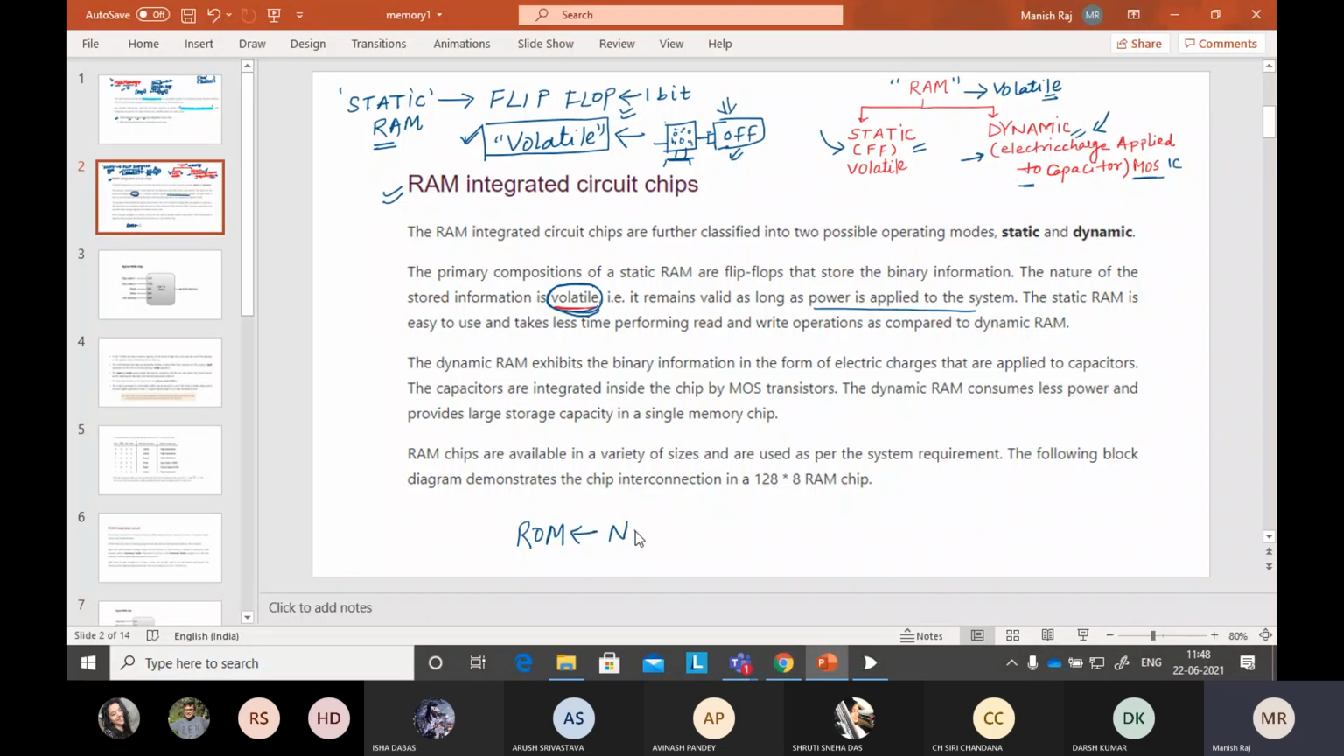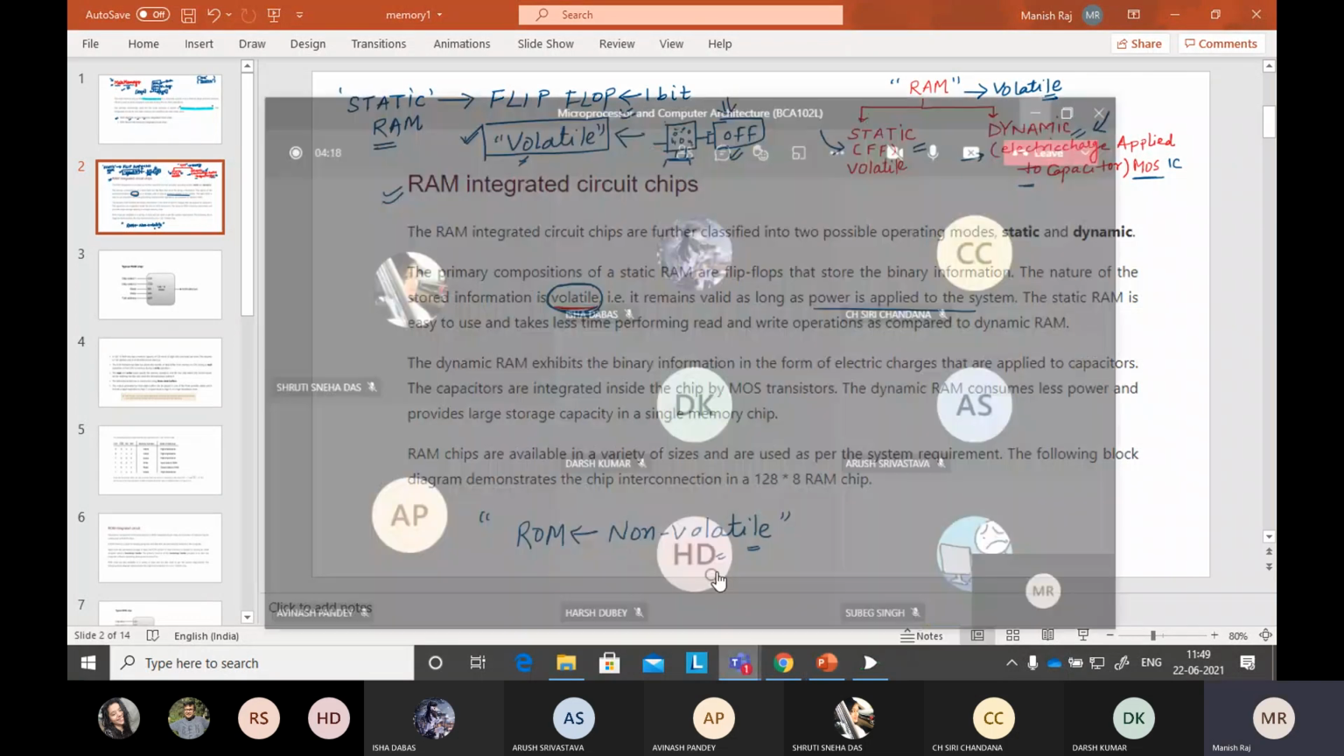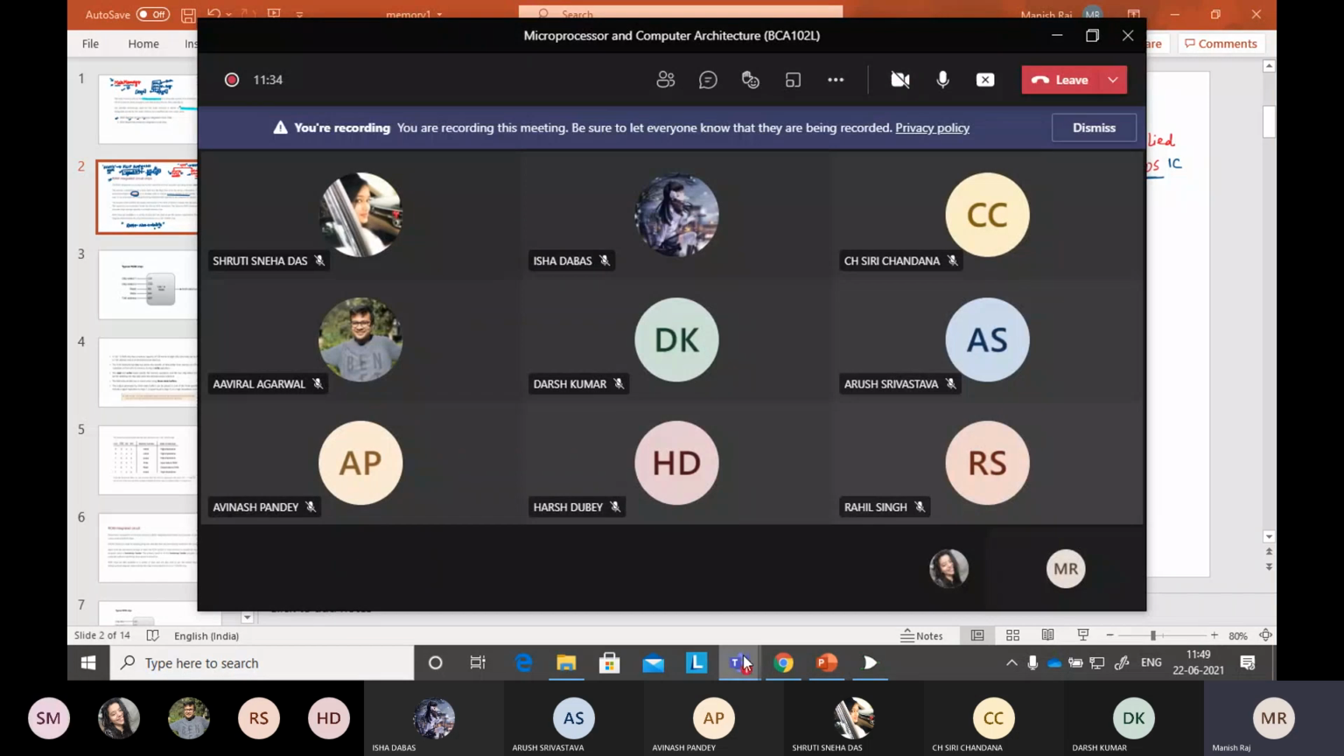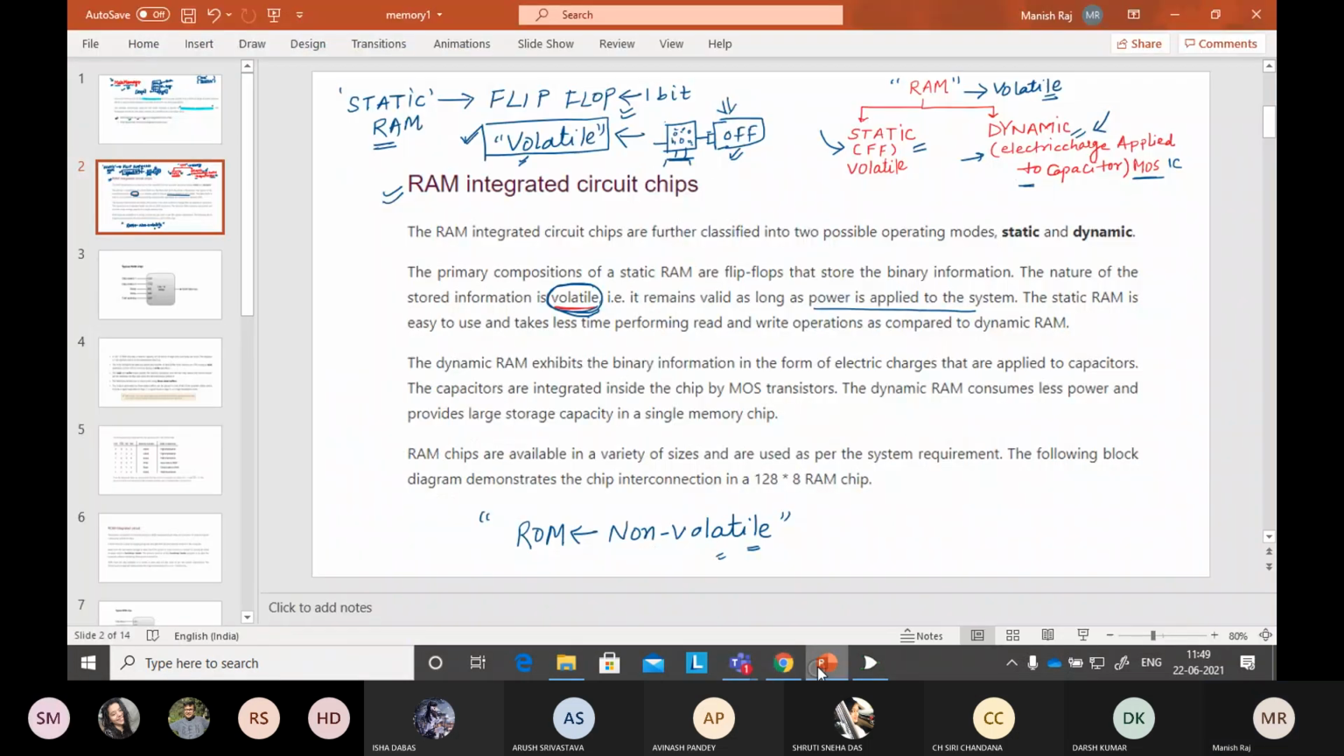So now you can tell me what is the meaning of non-volatile. If it remains valid as long as the power is applied to the system, that is the volatile memory. And what will be the non-volatile memory? Can anyone tell me? I should take a name. Okay, Avinash, you tell me. Avinash, what is the meaning of non-volatile memory? Are you there? Yes, sir.